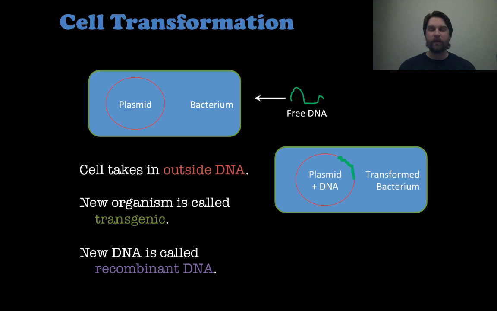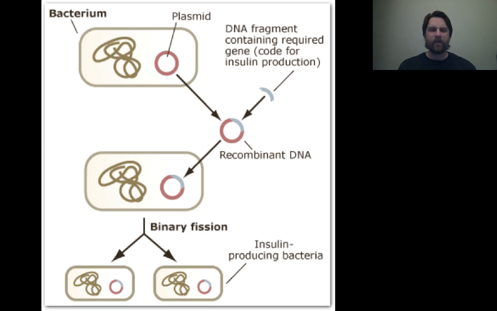So this organism, when it has new DNA in it, is called transgenic, and that new DNA is called recombinant DNA, so recombined DNA. So let's look at an example of how that actually works for us.